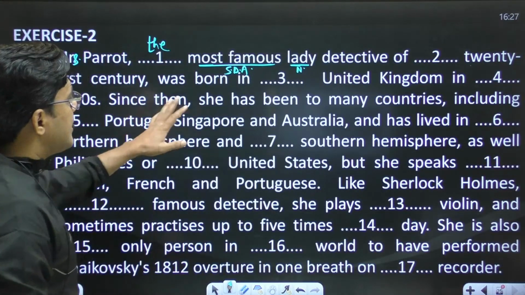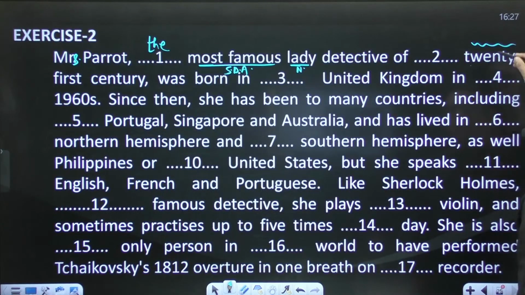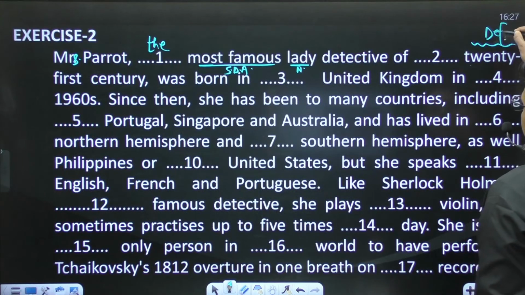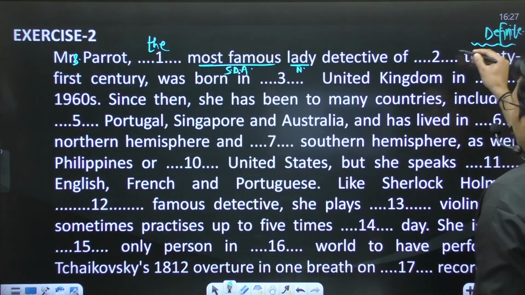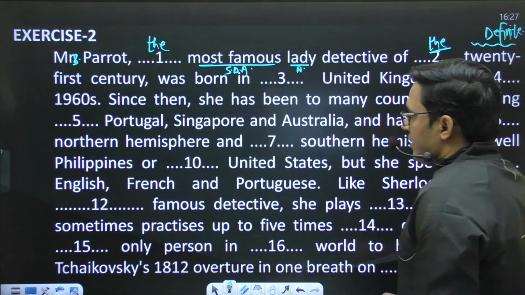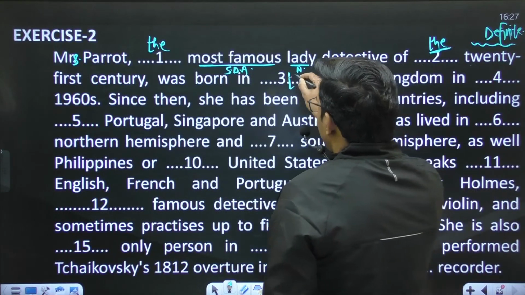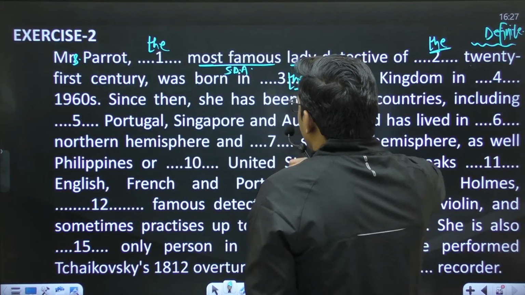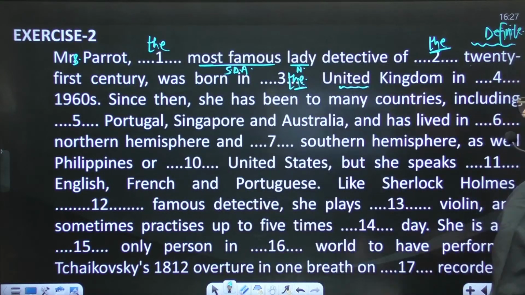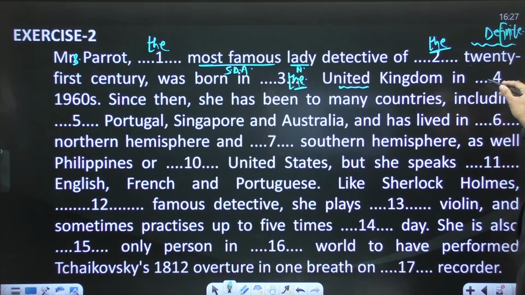Okay, lady detective of the 21st century. This 21st century is definite, we are talking about it. So in a definite situation again we have to use the article the, right? Was born in the United, because of this United we have to again use the article the, United Kingdom in the 1960s. The 1960s, this is also definite.